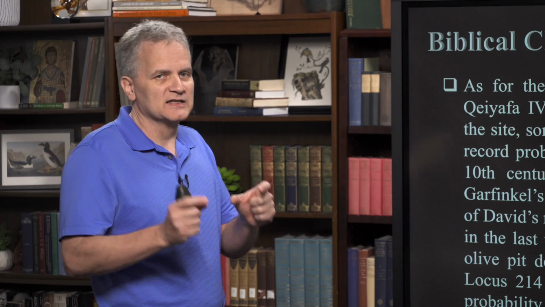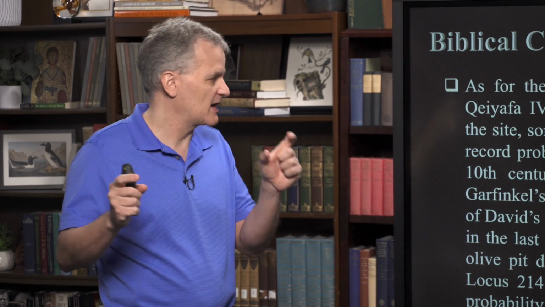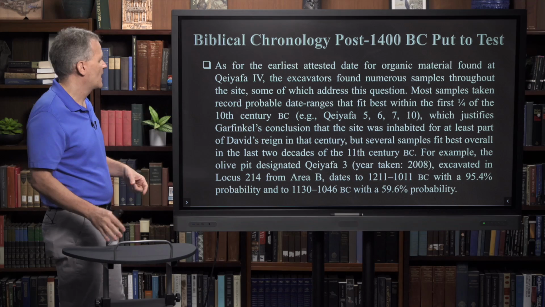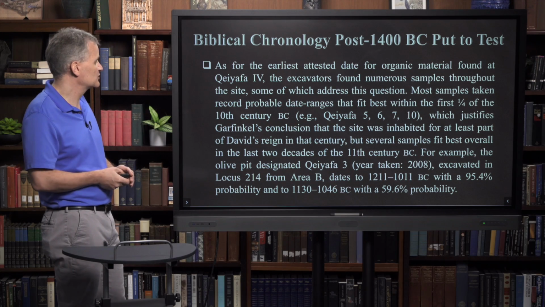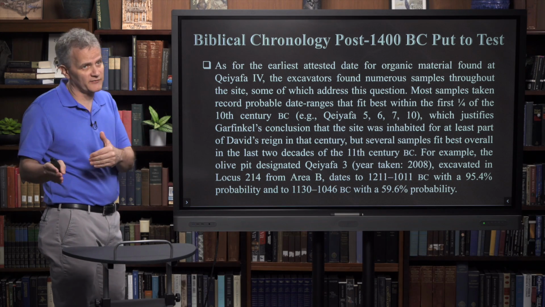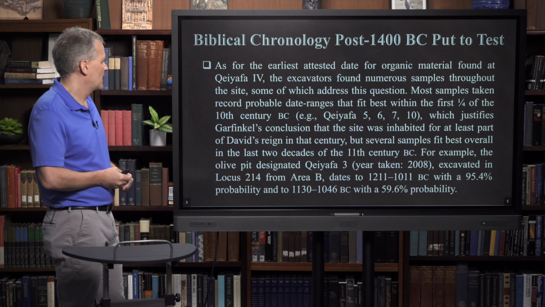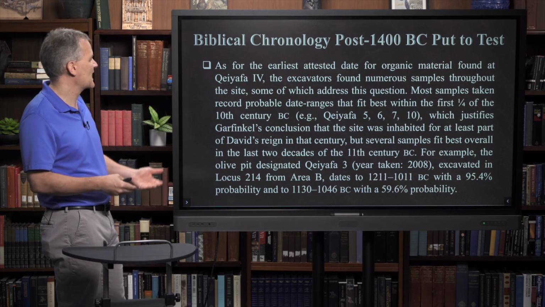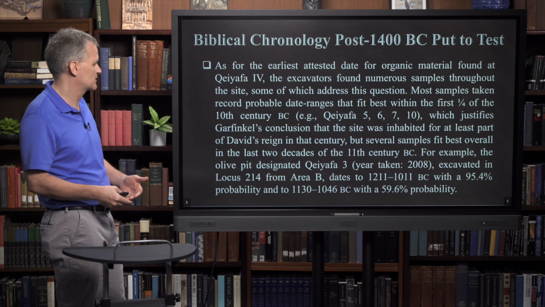For example, seeds designated Qeiyafa 5, 6, 7, and 10, which justifies Garfinkel's conclusion, and Garfinkel is the chief excavator at the site, that the site was inhabited for at least part of David's reign in that century. But several samples fit best overall in the last 2 decades of the 11th century BC.